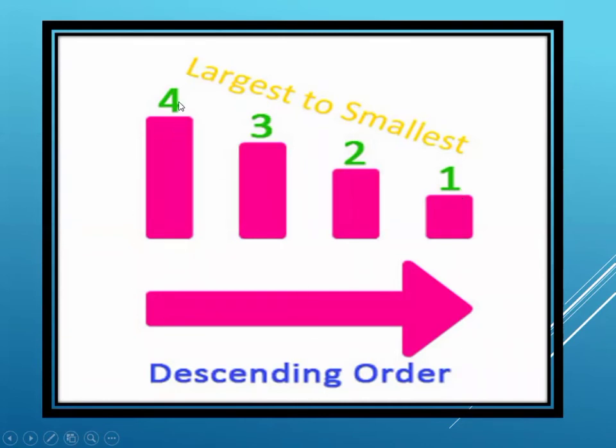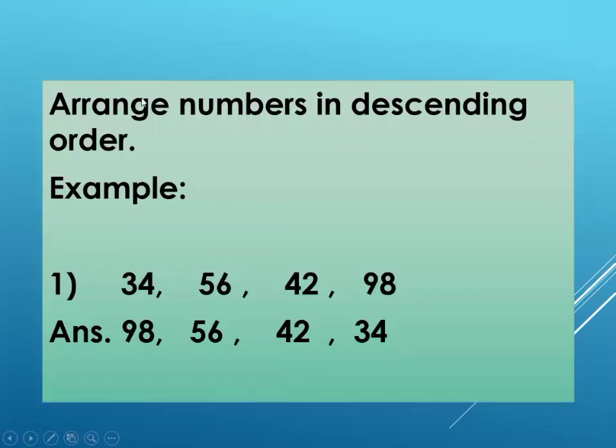In descending order we arrange numbers from largest to smallest. First we write the largest number. We start with the largest number and end with the smallest number. So descending means arrange numbers from largest to smallest. Arrange numbers in descending order. For example, here numbers are given: 34, 56, 42, 98. These are the 4 numbers and we have to arrange these 4 numbers in descending order.